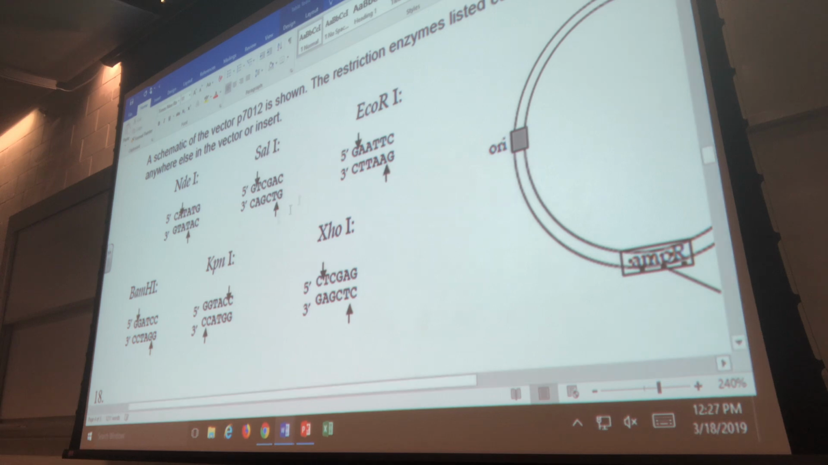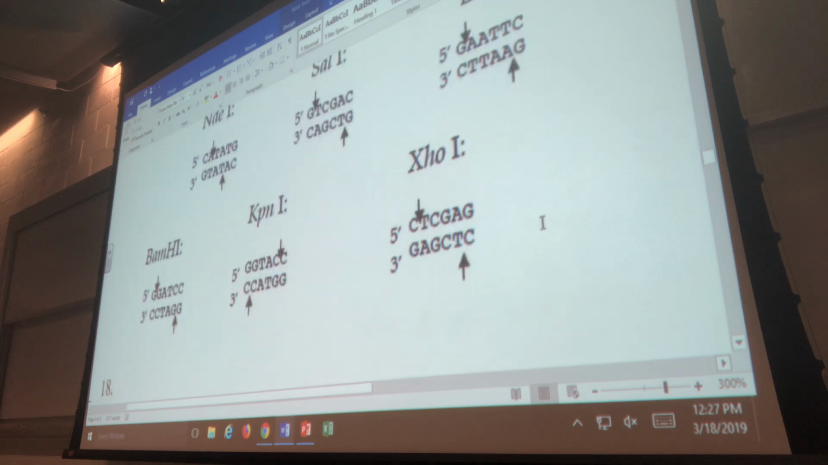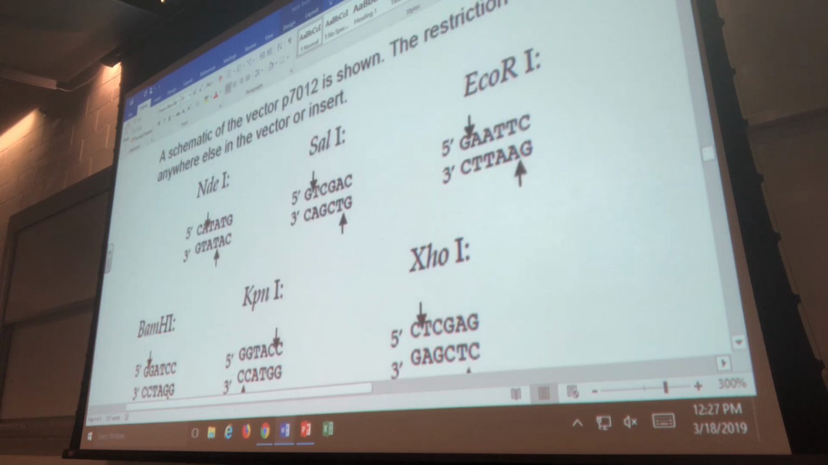But let's look at SAL1. SAL1 specifically looks for, and I'll zoom in because it's very important, SAL1 specifically looks for this pattern, G, T, C, G, A, C, and then it's going to cut at that arrow spot and that arrow spot. So almost at the end of this pattern, it's going to cut at each spot. And it creates an overhanging sequence, TCGA. The overhanging sequence here, and I would draw this here, but that's the sticky end.